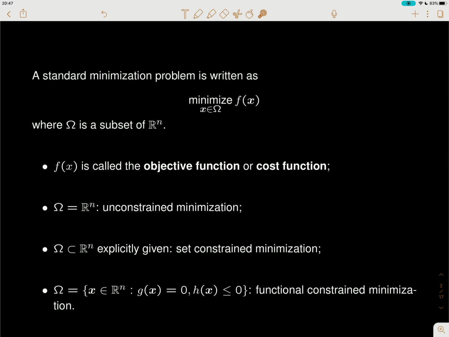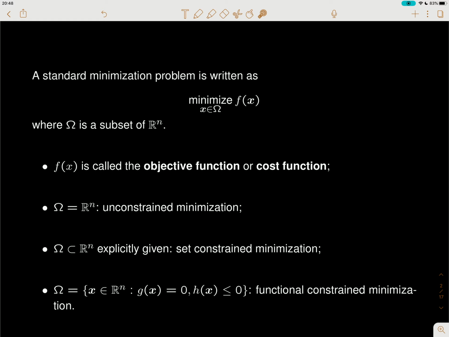Okay. So now, to form a minimization problem, we need to specify the objective function. We need to specify the variable we're trying to minimize over and the constraint set of this minimizer. Together, this is called a minimization problem. So you may ask, why don't we consider maximization problems?